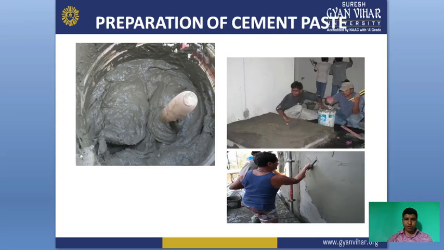This is the preparation of cement paste. First we will mix the cement paste with sand, as shown in the figure. Second, we place it with the help of a tool. And the third is how we place the cement paste on a wall for a better smooth finish, durability, and good strength for our wall.